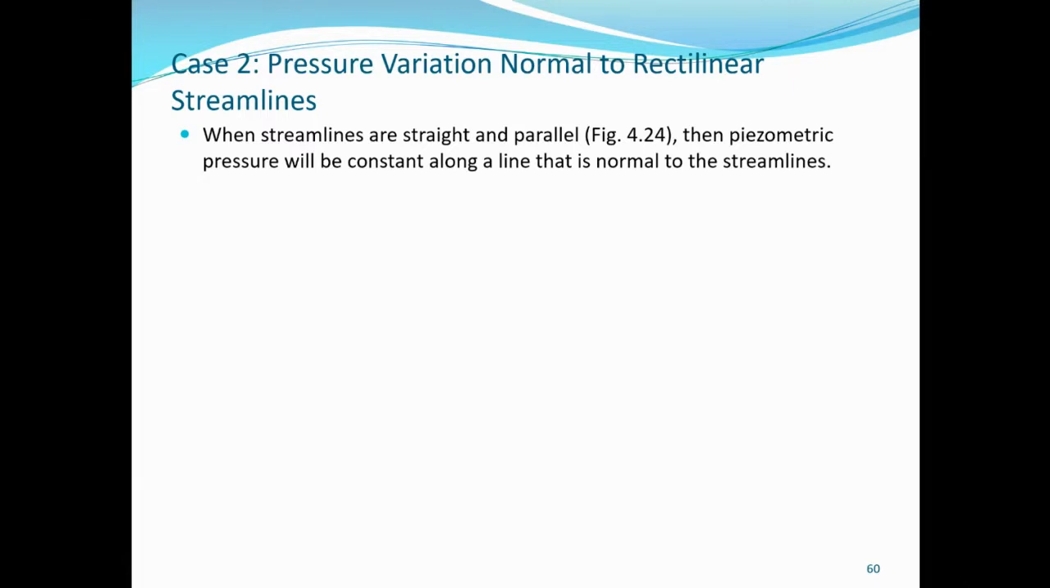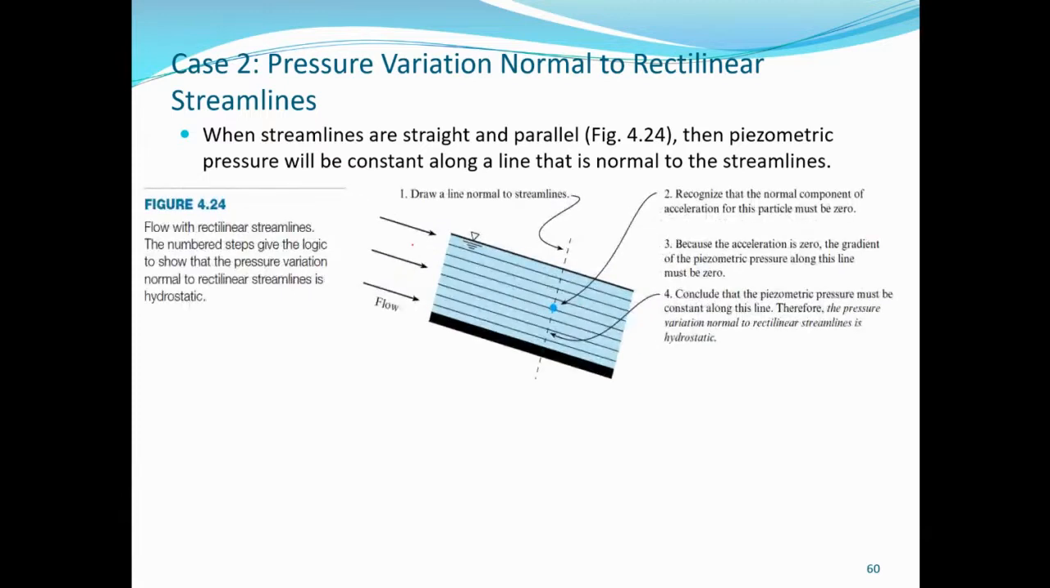They have to be rectilinear and parallel. But for steady flow, they can be straight but not parallel. But for uniform flow, they have to be straight and parallel. It's very important. So when streamlines are straight and parallel, then piezometric pressure will be constant along a line that is normal to the streamlines.